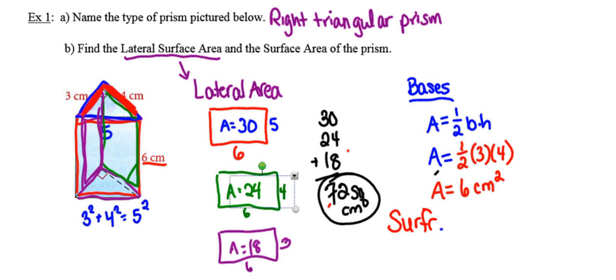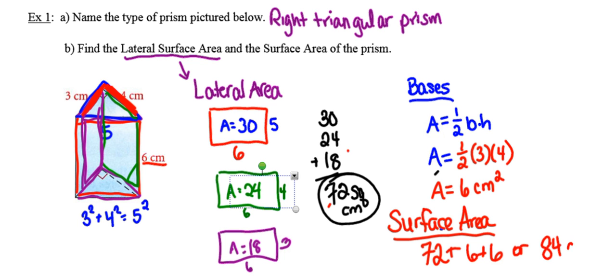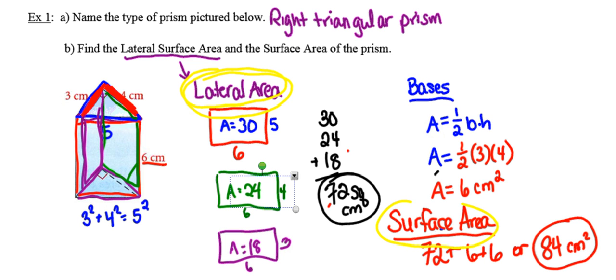The total surface area is going to be the area of the rectangular faces, or the lateral area, which I found to be 72, plus the area of the top base, 6, plus the area of the base that makes up the bottom of my prism, which is also 6. And when I do the math there, I find that the total surface area is 84 square centimeters, or 84 centimeters squared. And again, it's important to note the difference between lateral area, which does not include the area of the bases, and surface area, which does include the area of those bases.